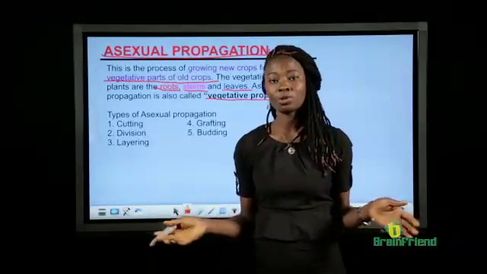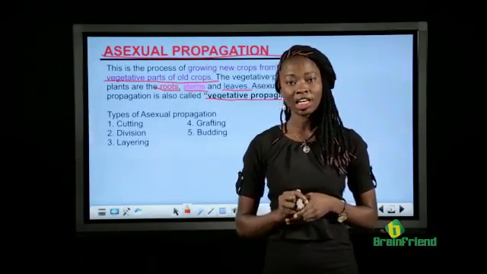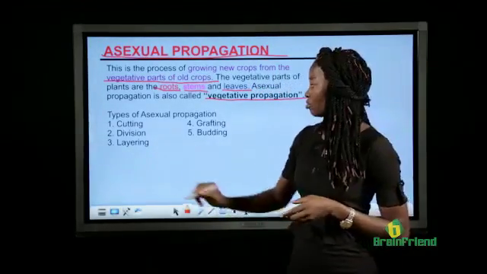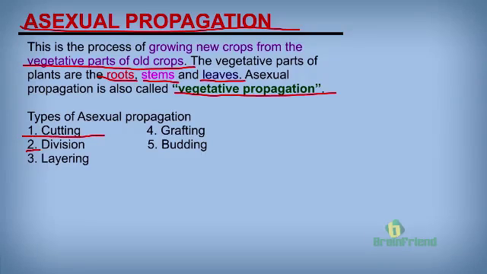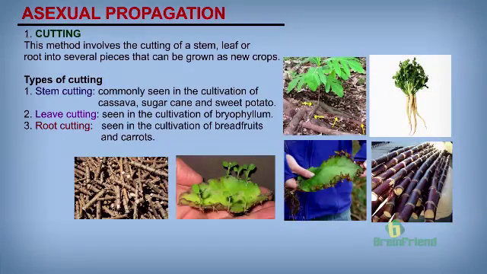There are different types of asexual propagation. They are cutting, division, layering, grafting, and budding. We'll look at these different types of asexual propagation one after the other. The first one is cutting.